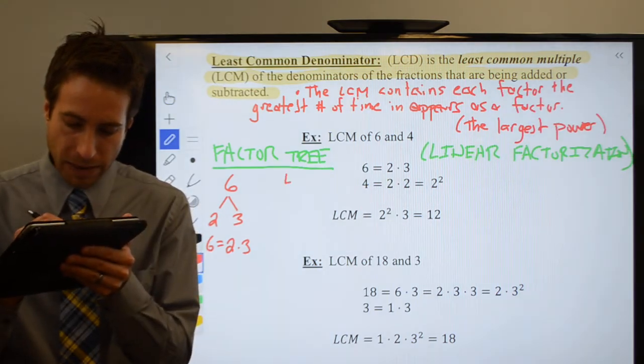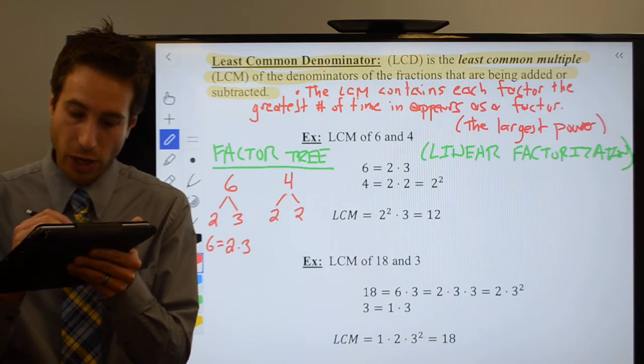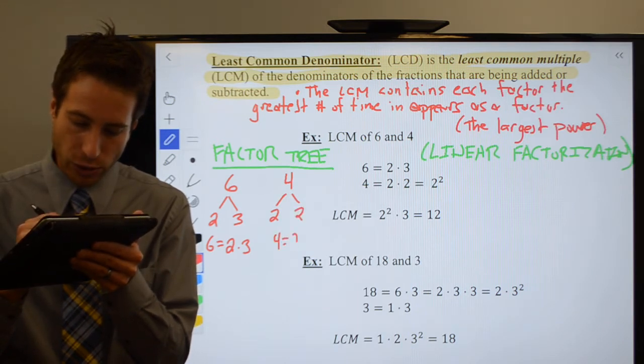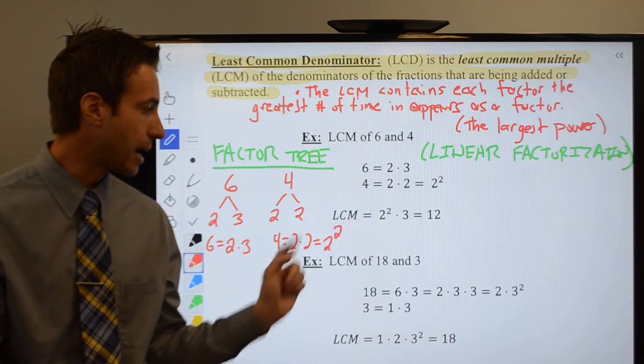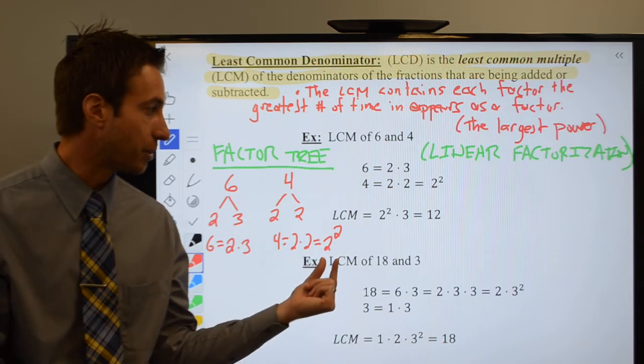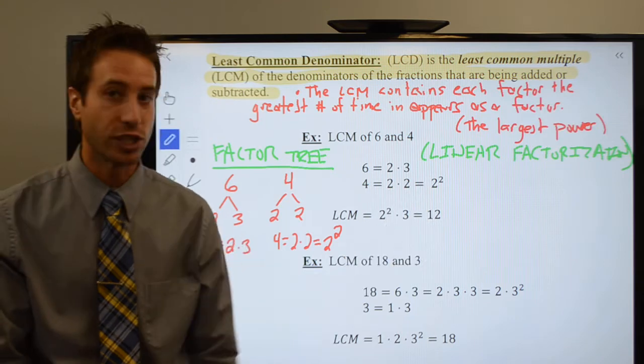4 can be factored into a 2 times a 2. So 4 is equal to 2 times 2, or 2 squared, right? So the factor tree says 4 is 2 times 2, which is simply a 2 squared, which is exactly what I have here. 4 is equal to 2 times 2, which is a 2 squared.